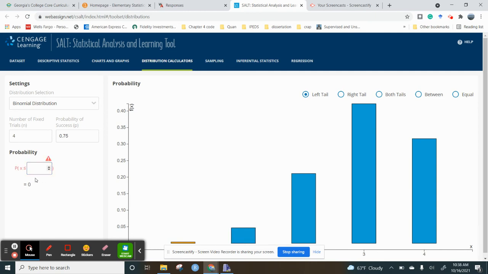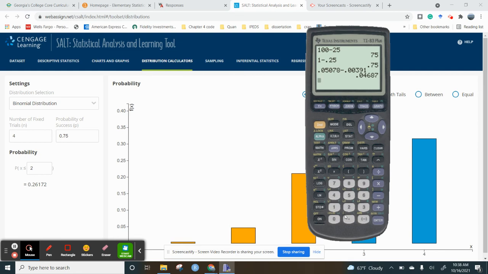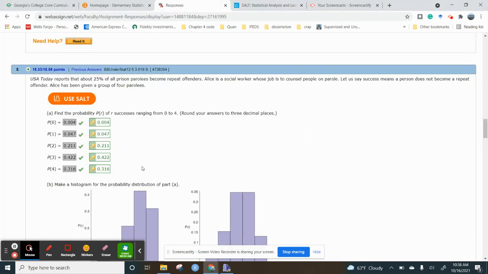So let's do it for 2. So my 2 is 0.26172. So I'm going to put it in, 0.26172. And I'm going to subtract what I had before from 1 and 0, 0.05078. I'm going to hit enter, 0.2109. And if I look here, yep, if I round it up, that's what I would get. So you do that for 3 and you do that for 4.